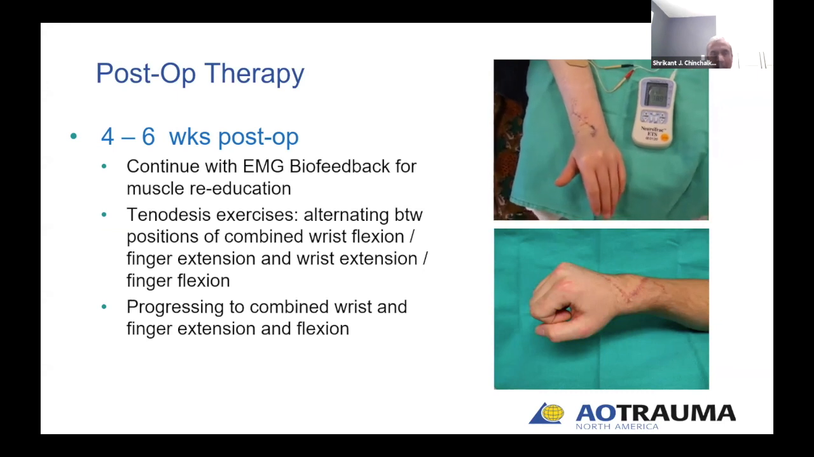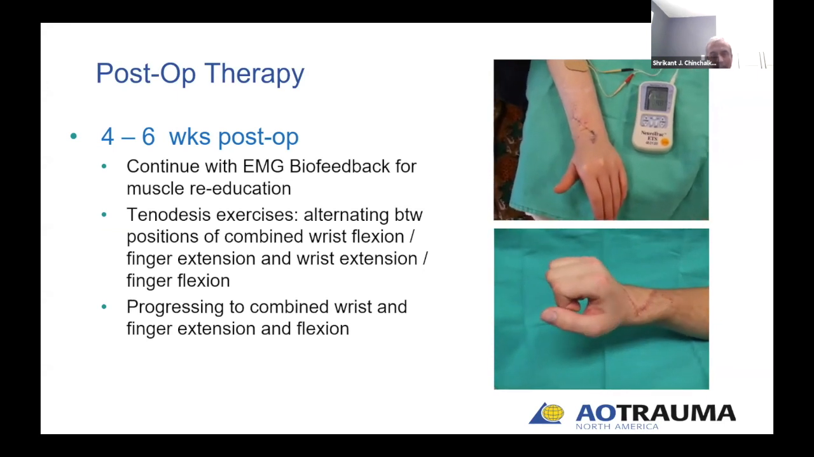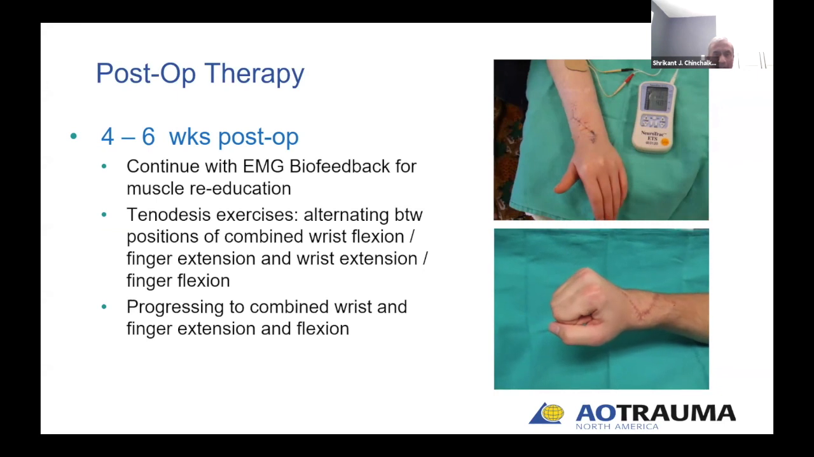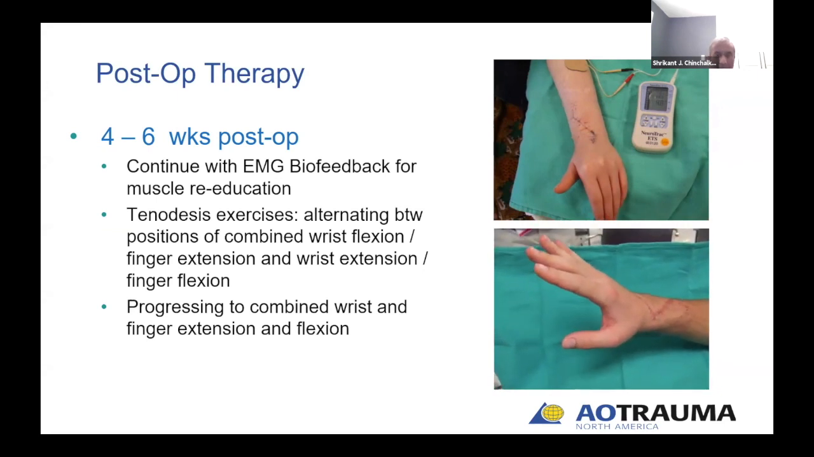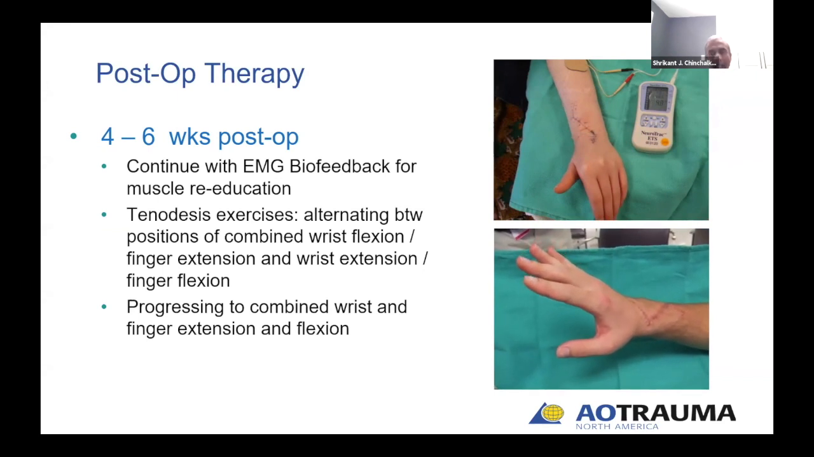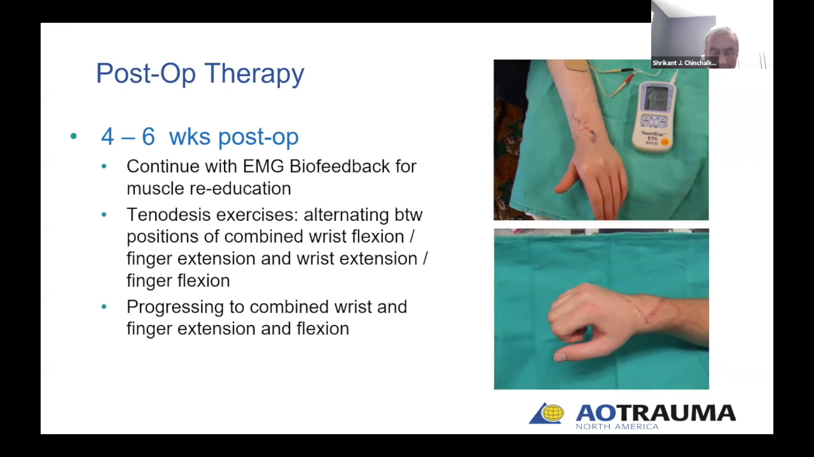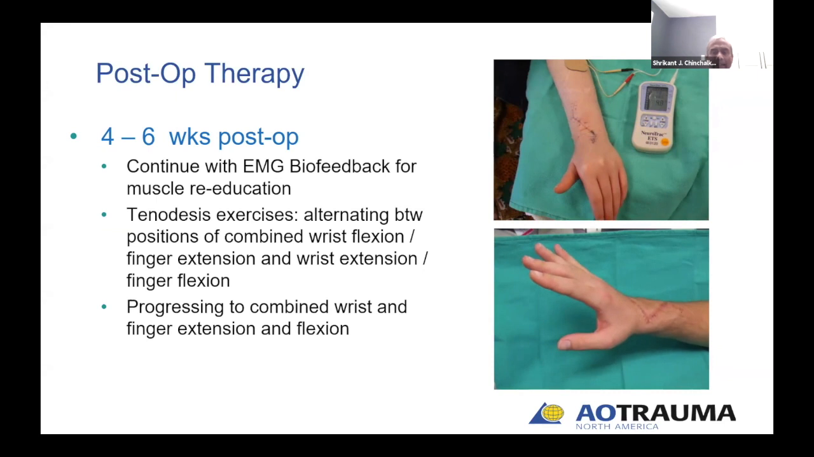So this is the stage where we can initiate tenodesis exercises. That means alternating between the position of combined wrist flexion with finger extension, and wrist extension with finger flexion. We want this to be well established so that patients have really understood how to activate their transfers for the desired motion. That means wrist flexion, finger extension, wrist extension, finger flexion.